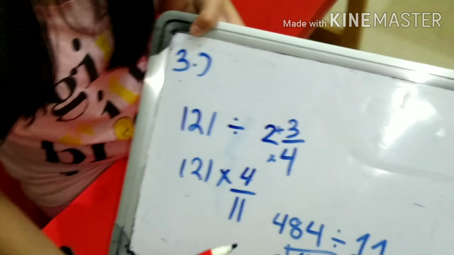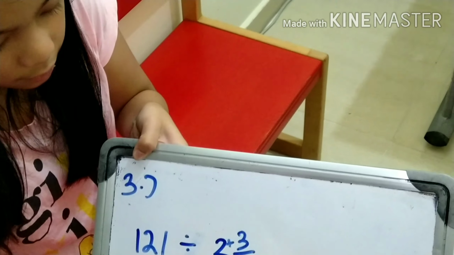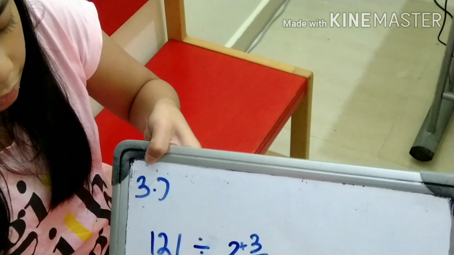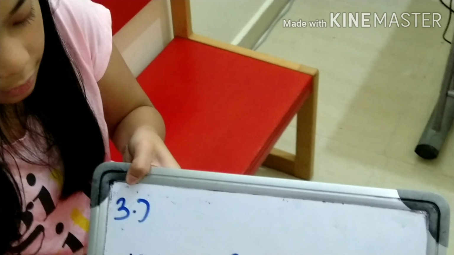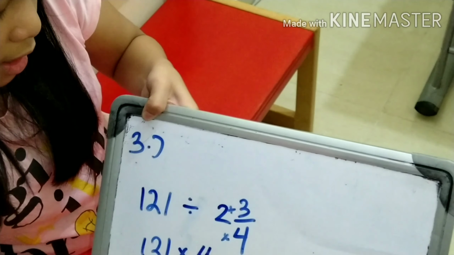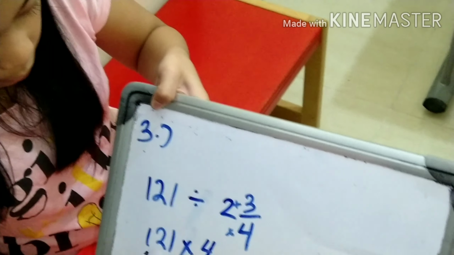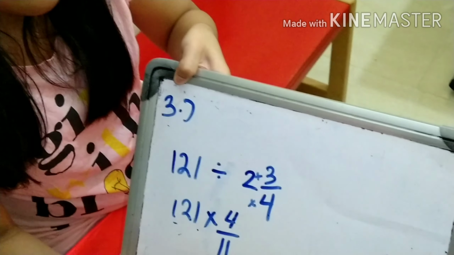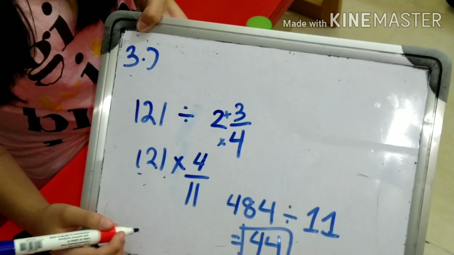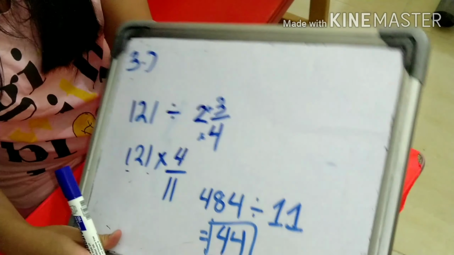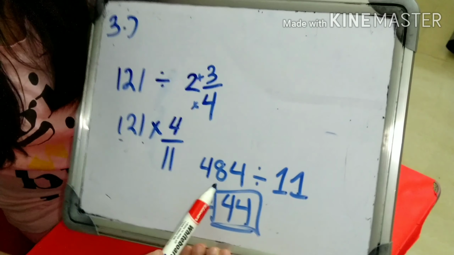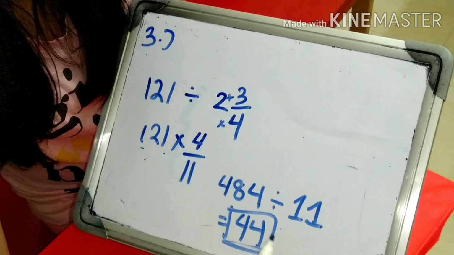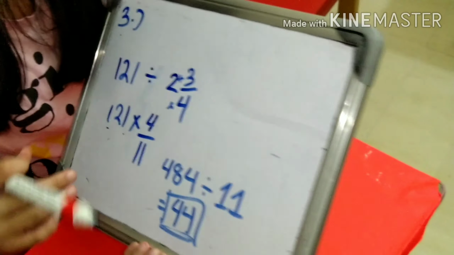Okay, improper fraction. So what is the improper fraction of 2 and 3 fourths? It's equals to? 11 over 4. Then what is the next solution now? Then I multiplied 121 by 4 over 11. So 4 over 11 is the reciprocal of 11 over 4. So what is your final answer? So it's 484 divided by 11 equals 44. Okay.